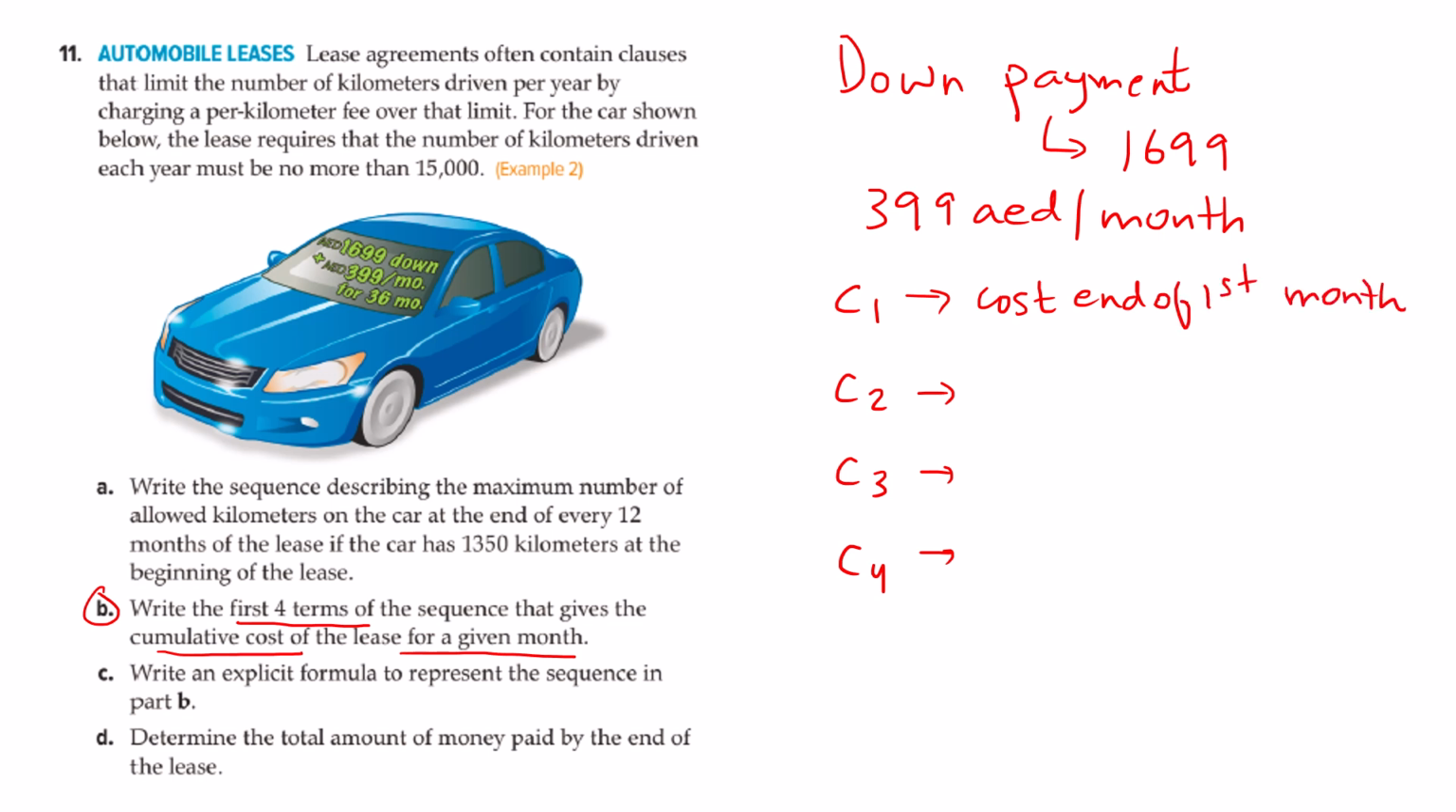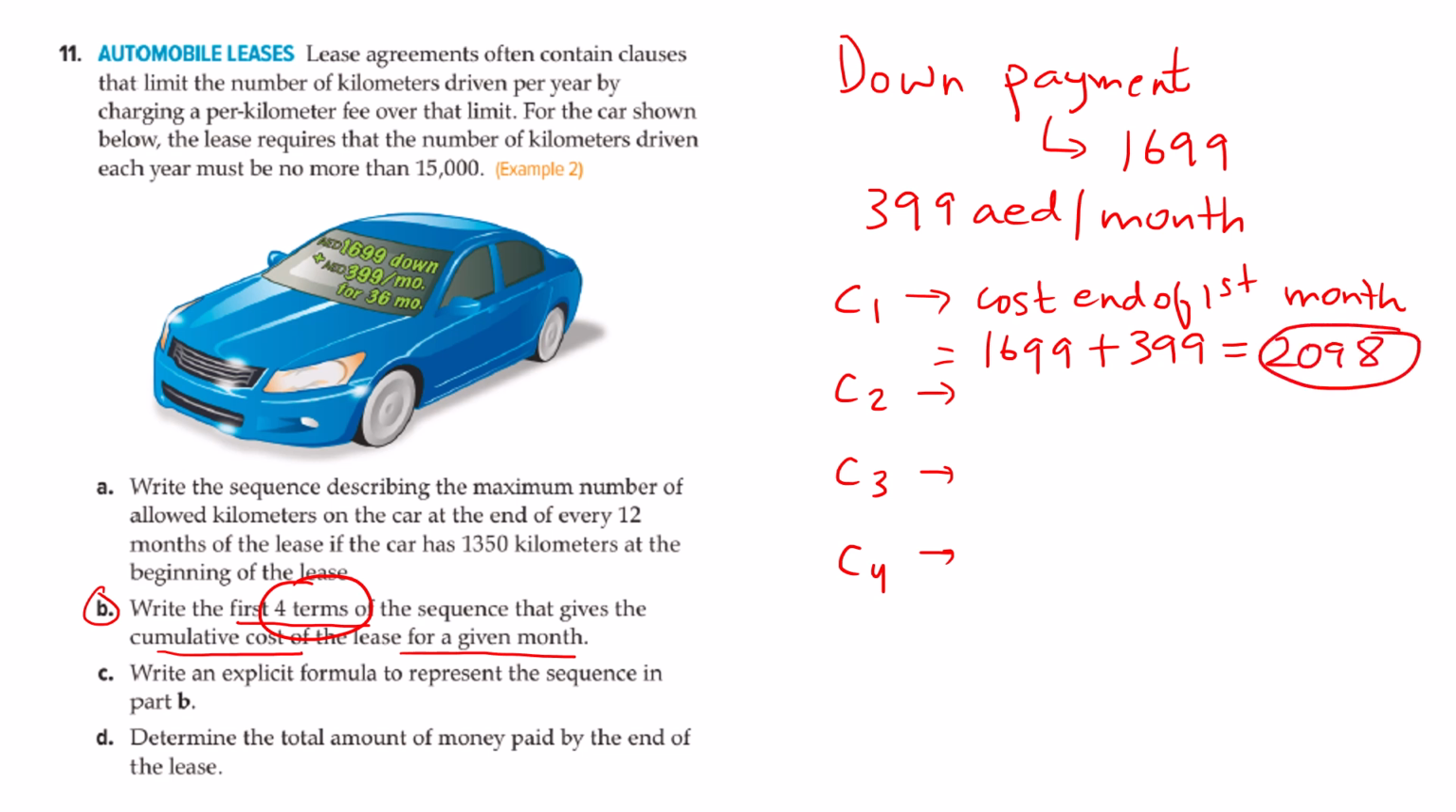And how many months we are calculating? First 4 terms means cost at the end of every month, for 4 months. Okay, you understand. So down payment how much? 1699. Then after the end of the complete month, 399. So this is C1 value. Add them, you get 2098.